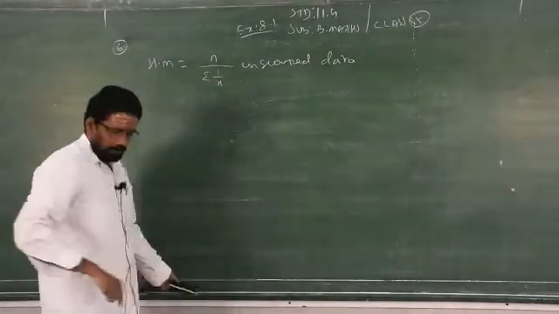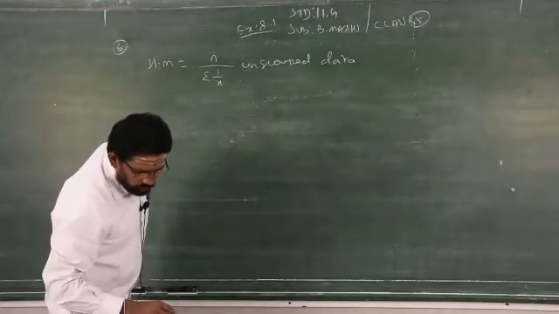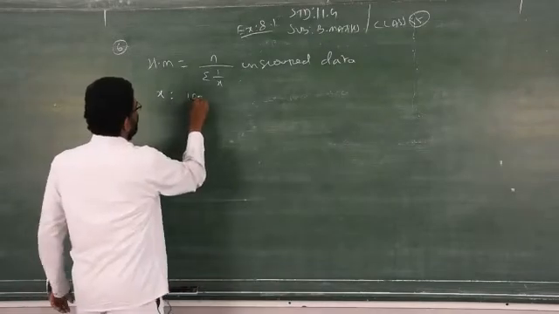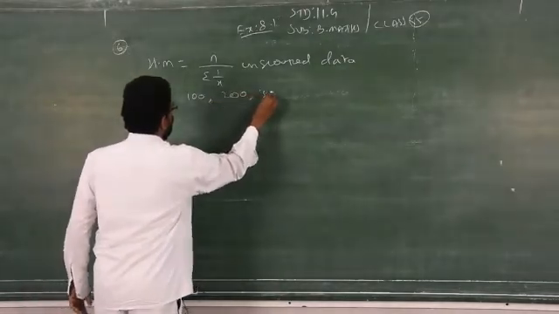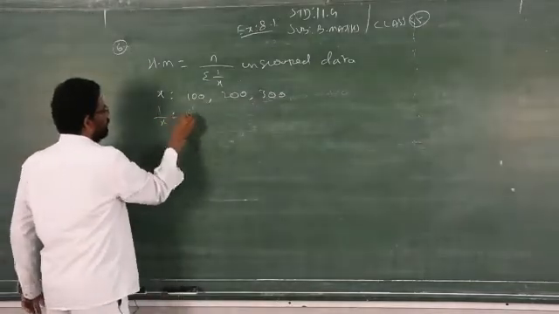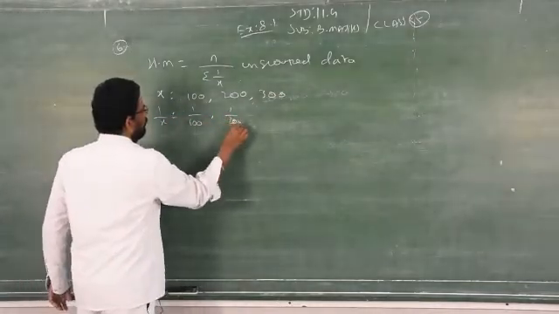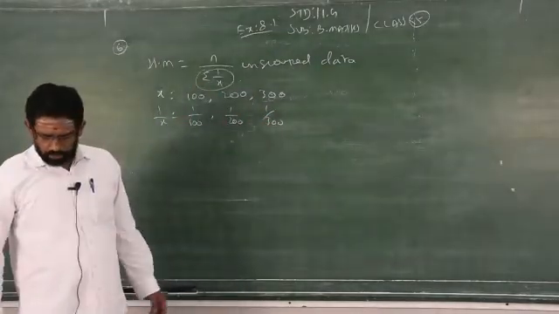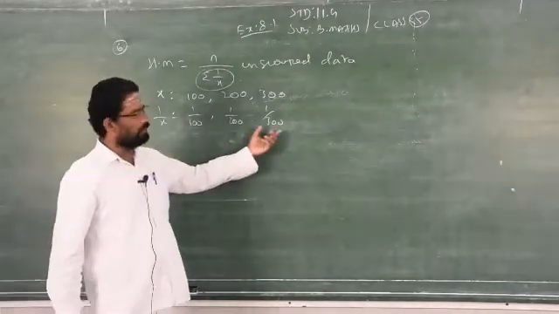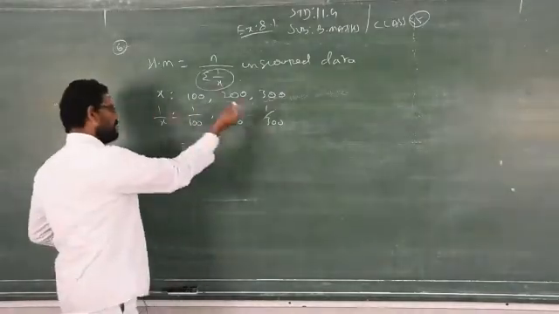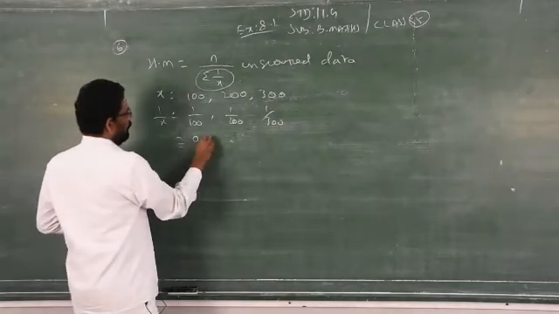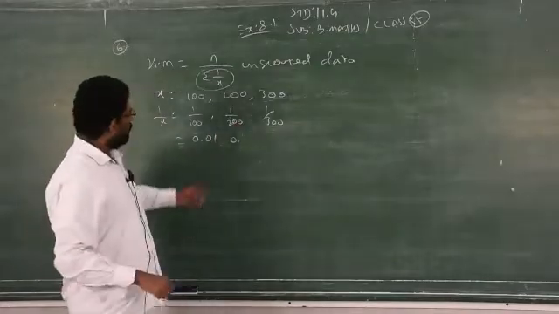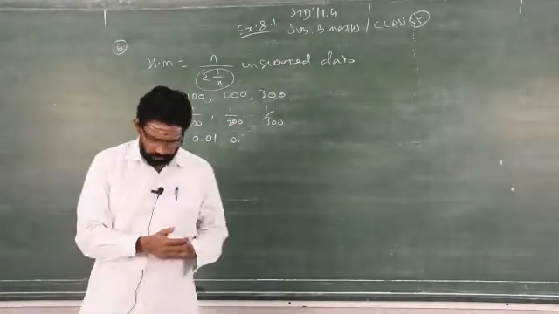Clear? So what data are given here? Under x, 100, 200, 300. Clear? So 1 by x you have to find out: 1 by 100, 1 by 200, 1 by 300, because I need 1 by x. Here the denominators are in terms of hundreds only. You can use the calculator and replace this with 0.01. When you divide 1 by 200, I will do the calculations.